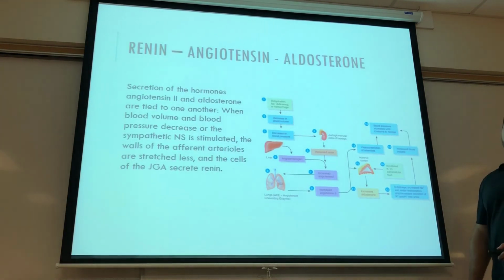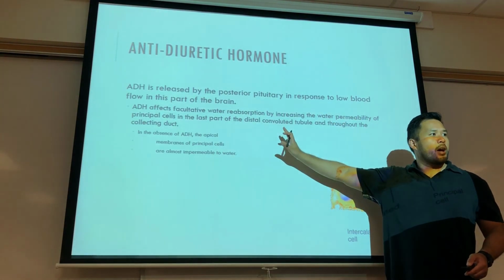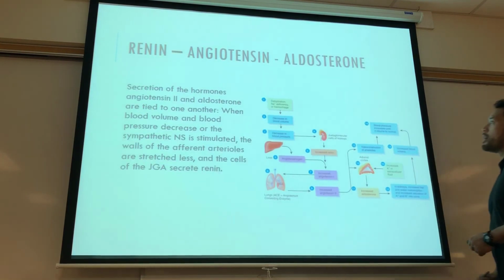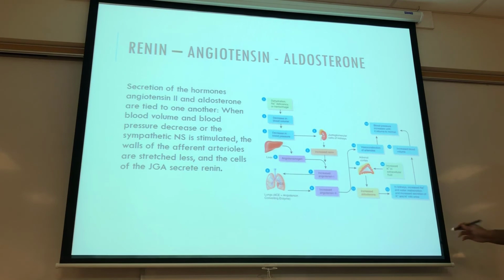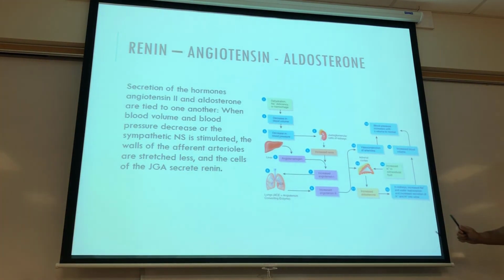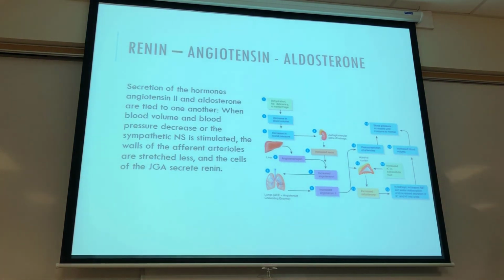Renin, angiotensin, aldosterone. While ADH has a direct effect on the aquaporins, or the water channels, angiotensin and aldosterone have an indirect effect on water. You not only have seen this in our endocrine system, you've also seen it in our cardiovascular section. Now, revisiting it again is looking at our juxtaglomerular cells.